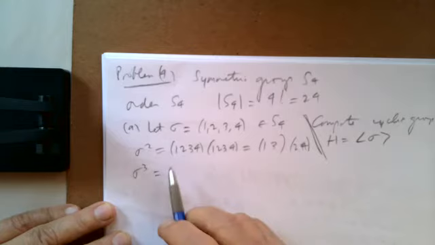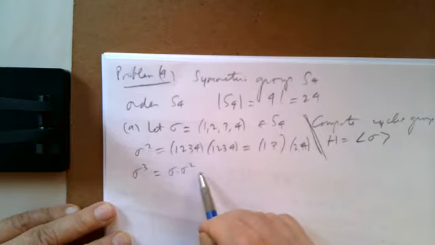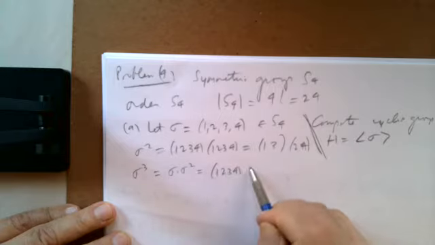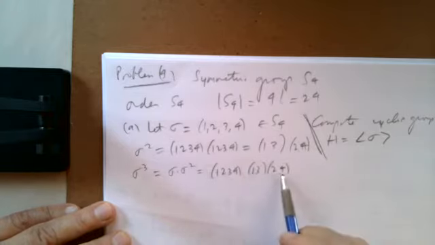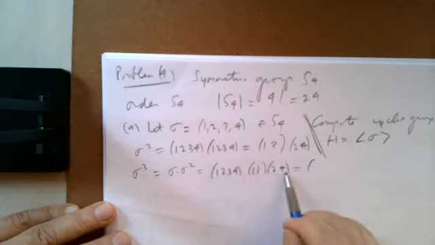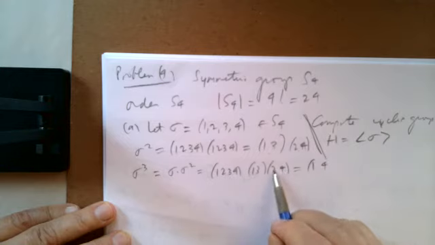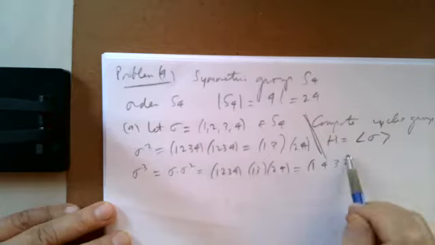What is sigma cubed? Well, that's sigma times sigma squared. So that's (1 2 3 4) times (1 3 2 4). What is that? Let's see. 1 goes to 1, 1 goes to 3, 3 goes to 4. 4 goes to 2, to 2, to 3. 3 goes to 3, to 1, to 2. 2 goes to 4, goes back to 1. So sigma cubed is (1 4 3 2).